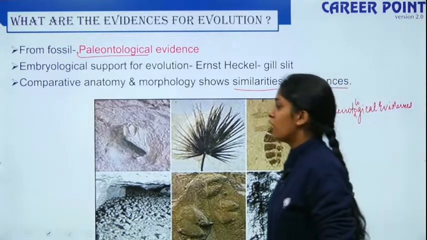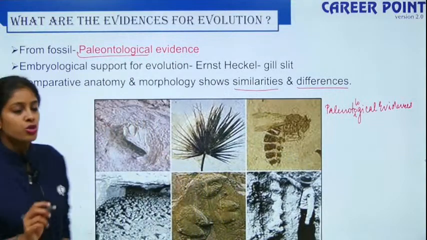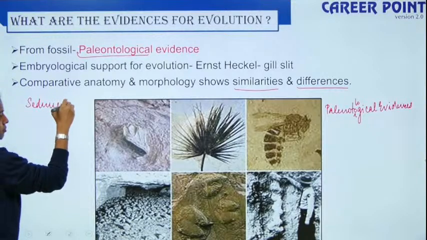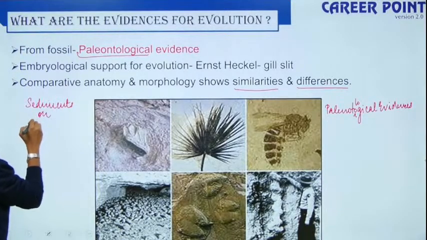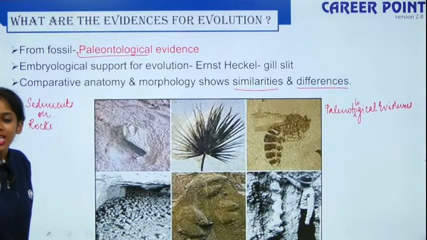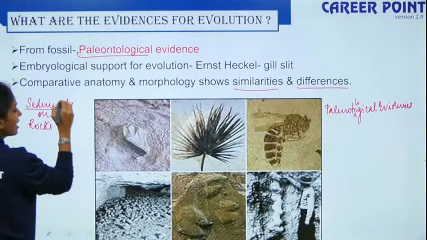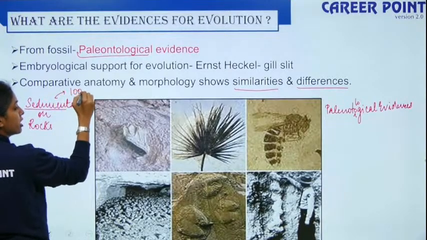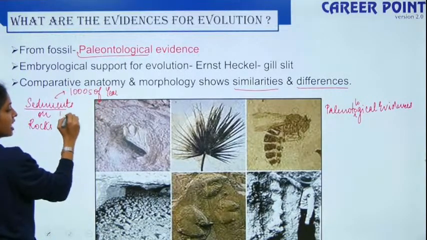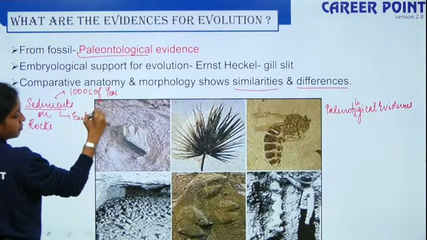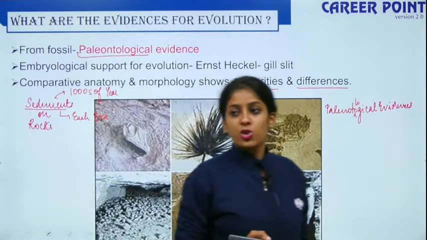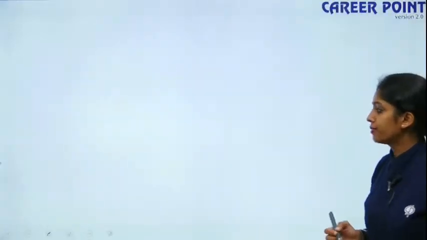Okay. So how are the fossils formed? Fossils are formed from the layers of sediments on rocks. If you take rocks or soil, you have layers of sediments that are formed. To form each sediment layer, it takes thousands of years. Each sediment on your rock represents an era. So this is about your fossil fuels, okay? Now we move forward to the next one.